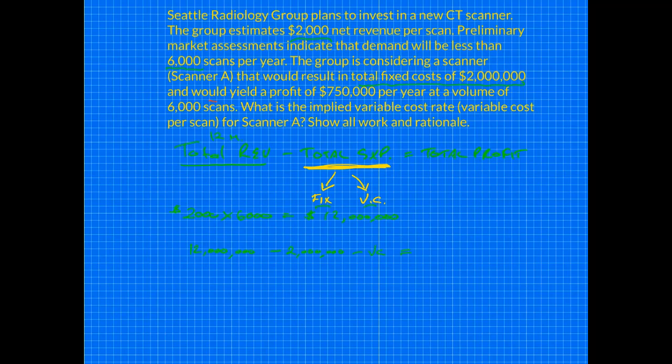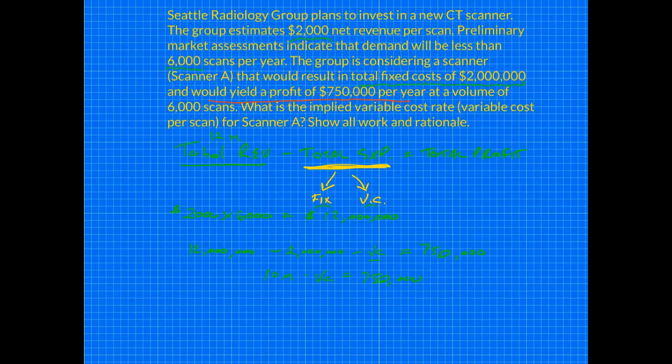It's right here and would yield a profit of $750,000 per year. So we can plug that in. Okay? So really now we're just looking at some very basic algebra to find out what those variable costs would be. Well, I think you can do this part. 12 million minus 2 million. That's going to get, I'm just going to say 10 million to make it simplified there. Minus variable costs equals the $750,000. A little bit of simple algebra.